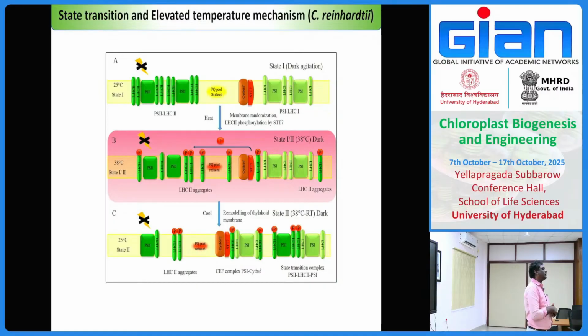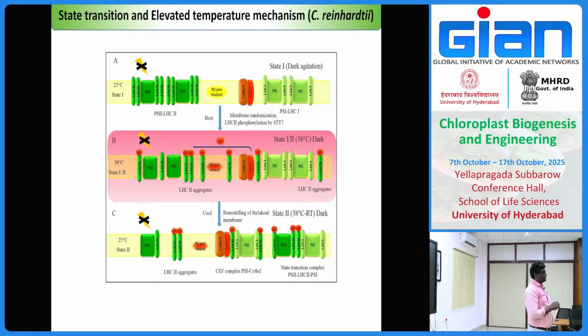There are two types of state transition. One is light induced and one is dark induced. Is there any difference between their mechanism? The mechanism is different. What is common in both is that light harvesting complexes are getting phosphorylated. That is the common part. So here light is a signal, correct, inducing the state transitions in light induced state transition.